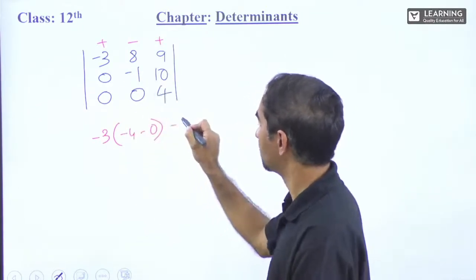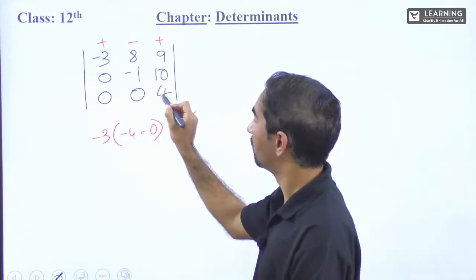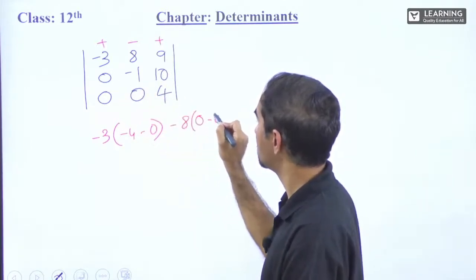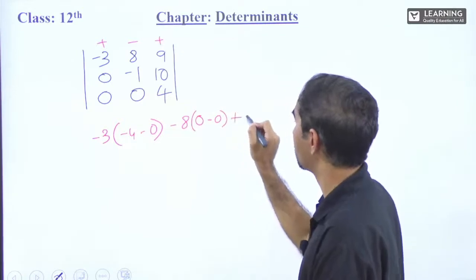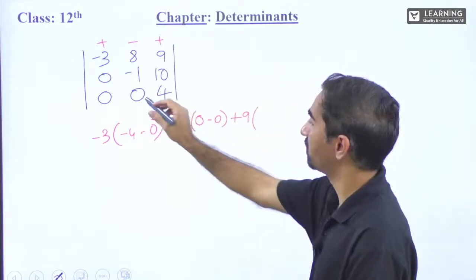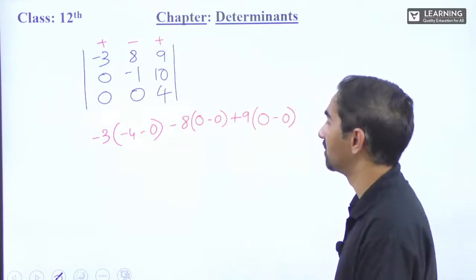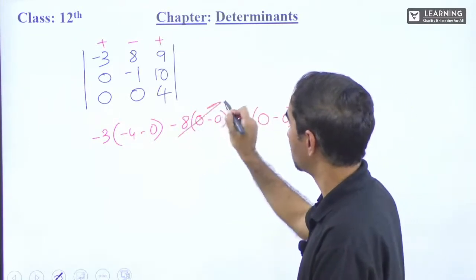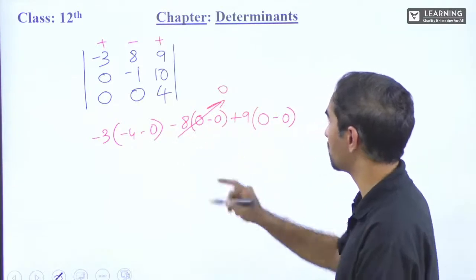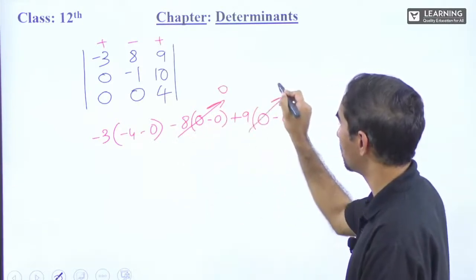Next, -8 of 4 into 0 is 0, -0. Plus 9 of 0 into 0 is 0, -0 again. So this is becoming 0, correct? Because 8 into 0 is 0, 9 into 0 is also equal to 0.